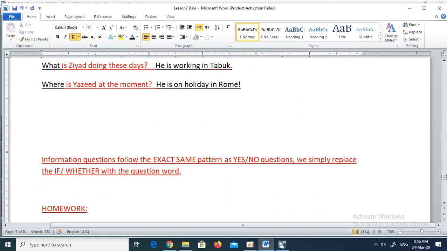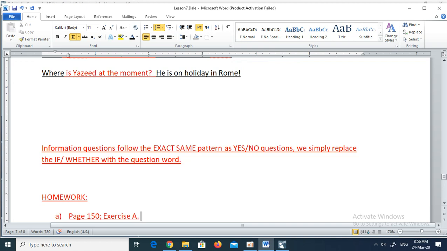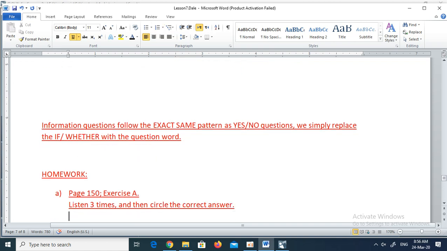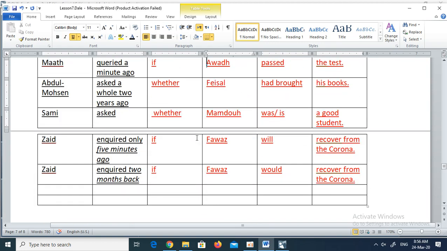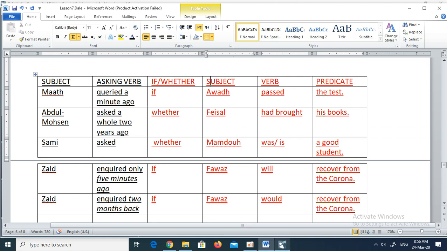Now, information questions follow the exact same pattern as yes or no questions, but instead of using if or whether, we simply replace if or whether with the question word. So let us go back to our yes or no questions in indirect speech and see how we can change them to information questions.